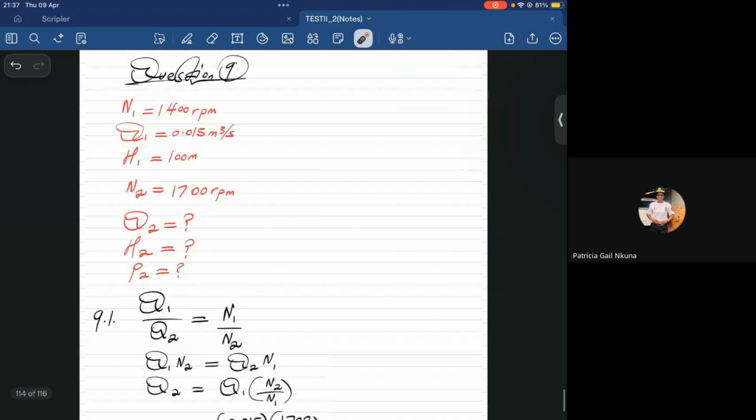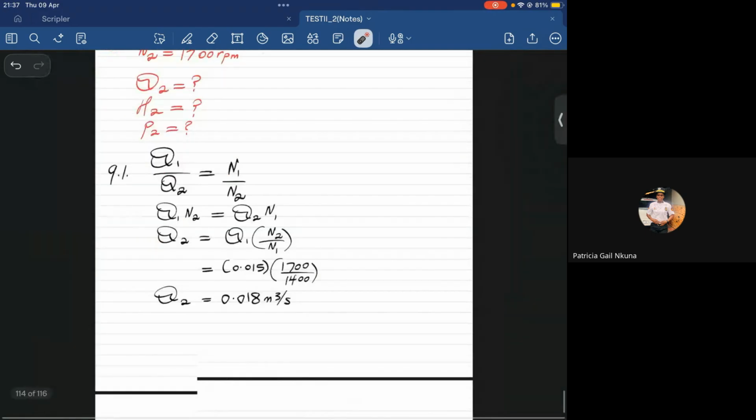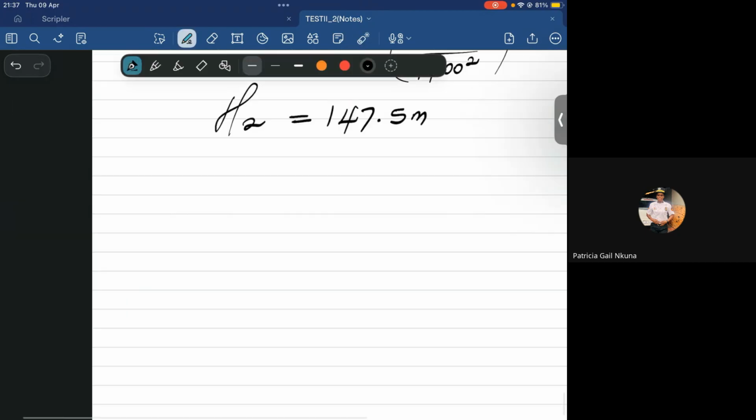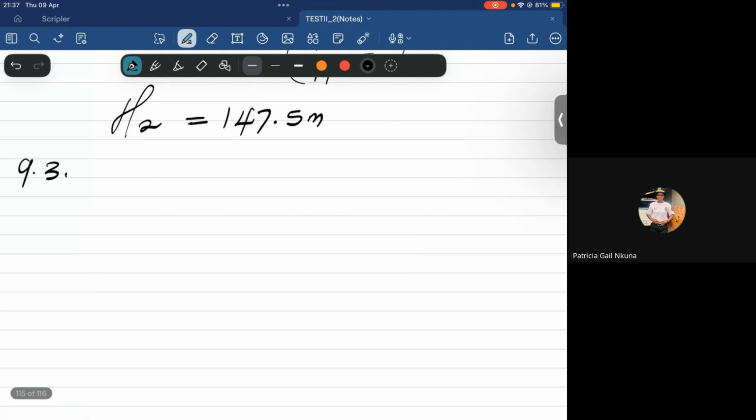Last one. We must find power now. New power, of course, diameter is constant and power is still directly proportional to the speed. If you increase speed, power will also increase. Let's see. So 9.3. Since power is directly proportional to the impeller speed here, we'll use this formula. We'll have first power divided by second power is equals to impeller speed 1 cube divided by impeller speed 2 cube. I'm looking for power 2.